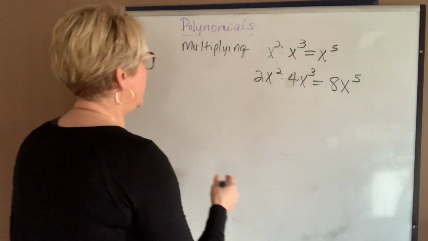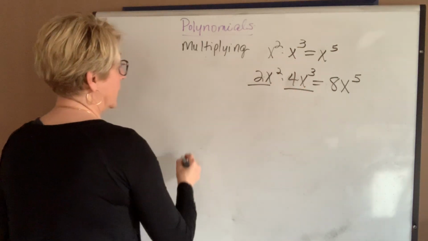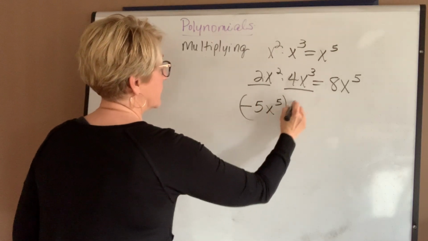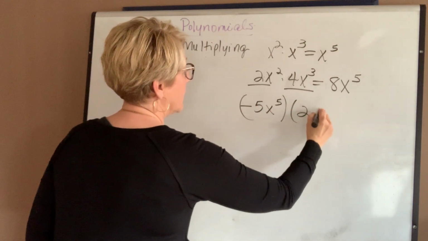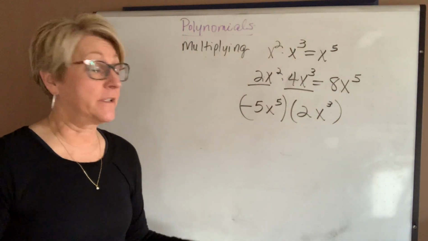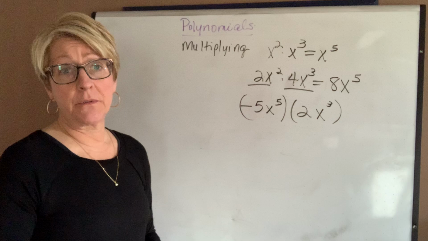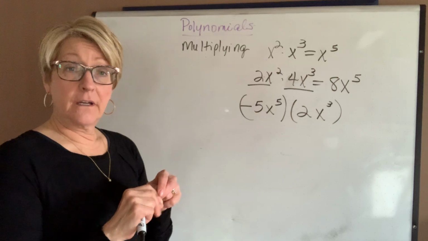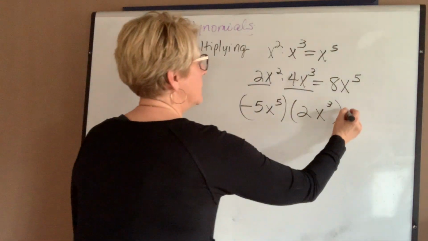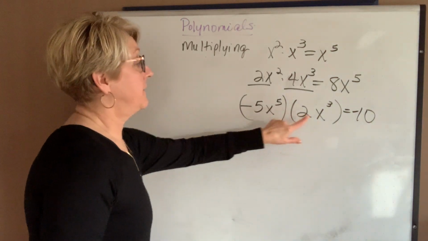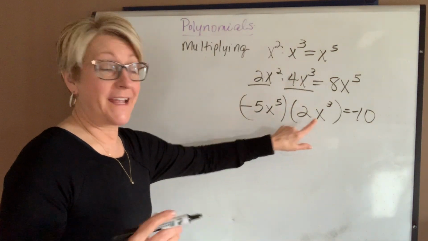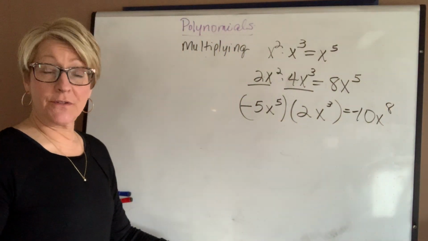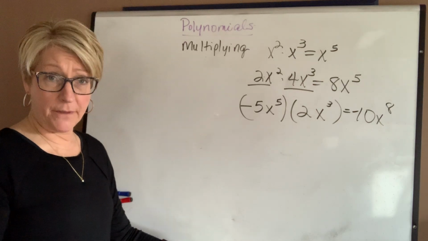So if we have a single term times a single term, for example, negative 5x to the 5th times 2x cubed. Remember, what separates terms is a plus or minus between them. Okay, so this is a negative 5 times 2. And x to the 5th times x to the 3rd is x to the 8th. Good. Okay, so multiplying single terms is pretty straightforward. We already are familiar with that.